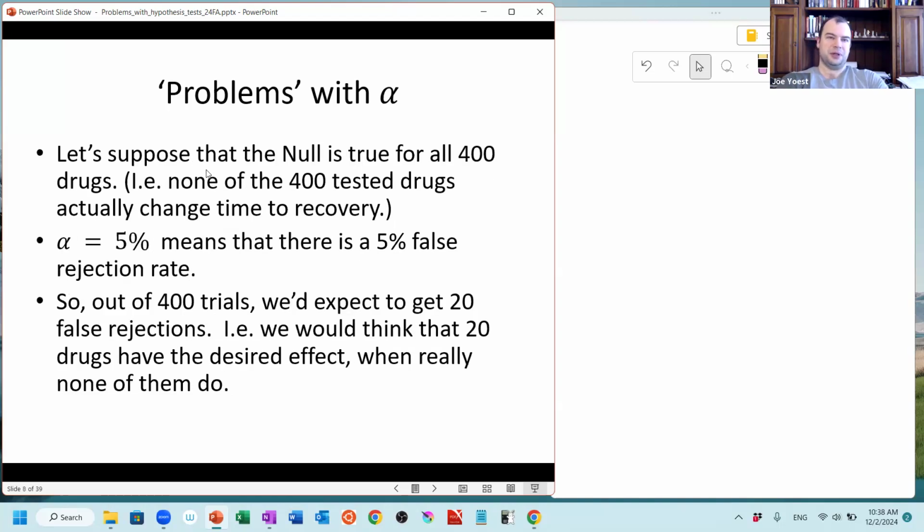And let's suppose that these drugs were randomly chosen, so the null is true for all 400 drugs. None of these really help the patients. But a 5% significance level means there's a 5% false rejection rate. So out of 400 trials, we'd expect to get 20 false rejections. In other words, we think that we found 20 drugs that work for this disease when really none of them do.